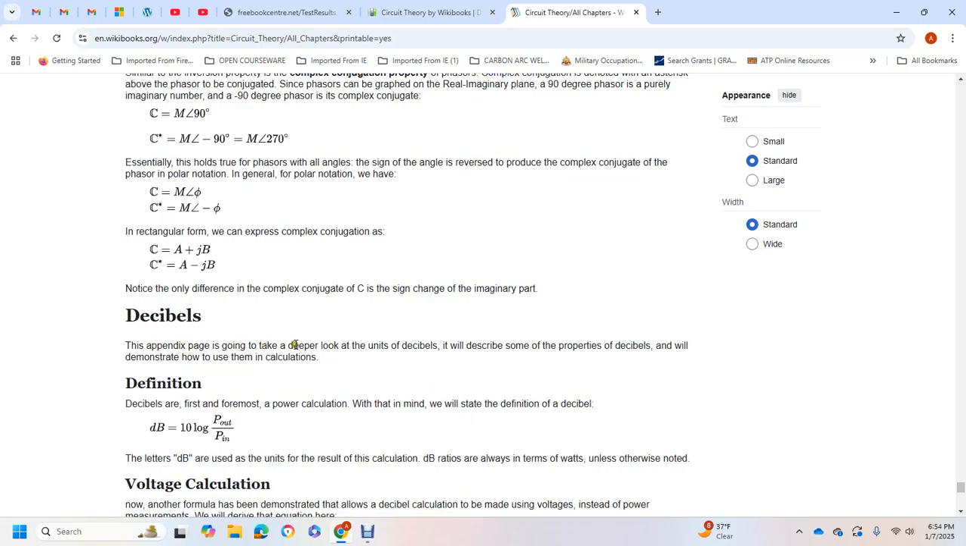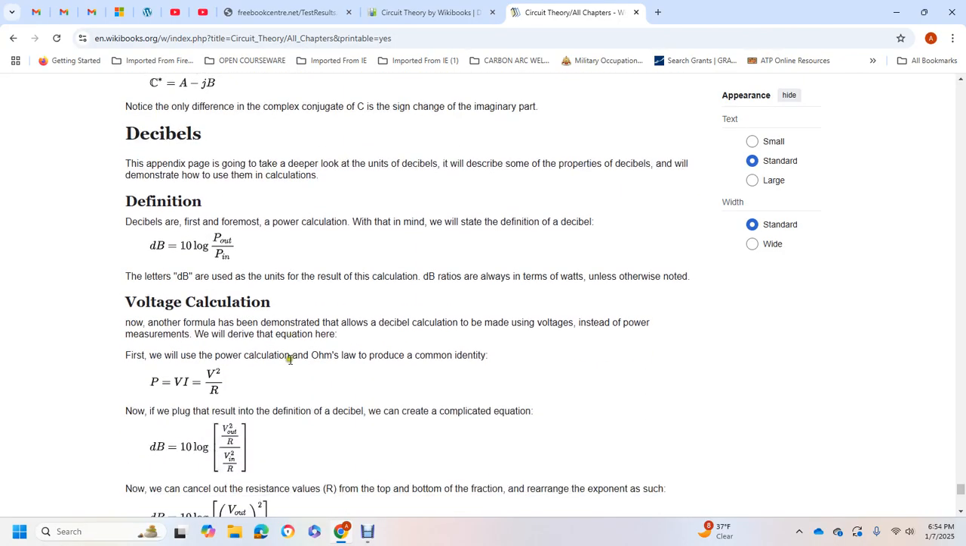Decibels. The appendix page takes a deeper look at the unit of decibels. It discusses the properties of decibels and demonstrates how these calculations work.